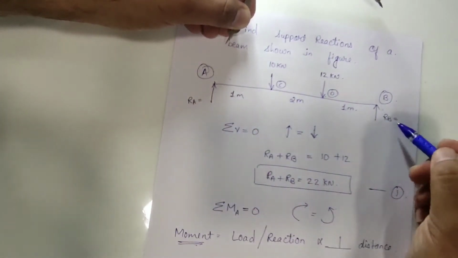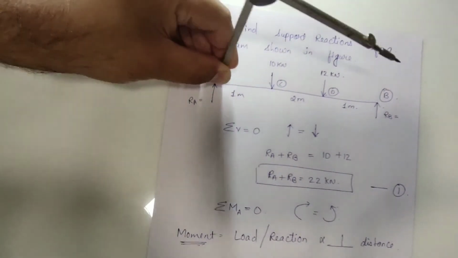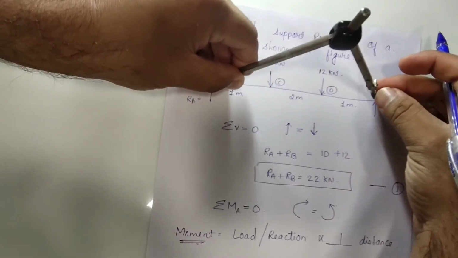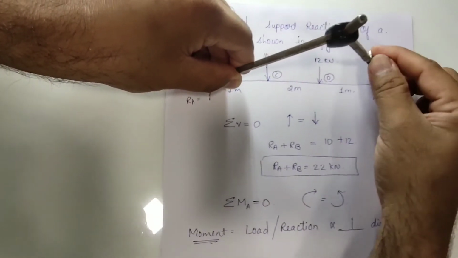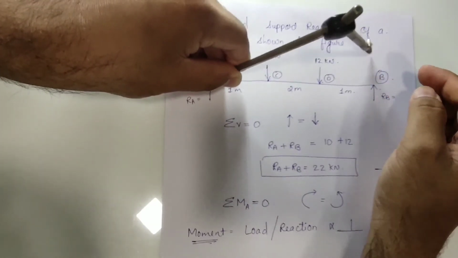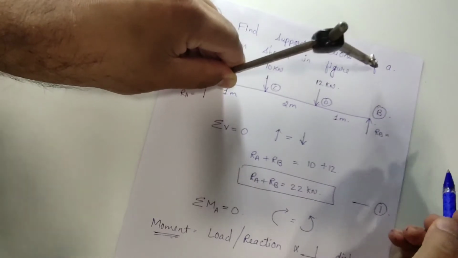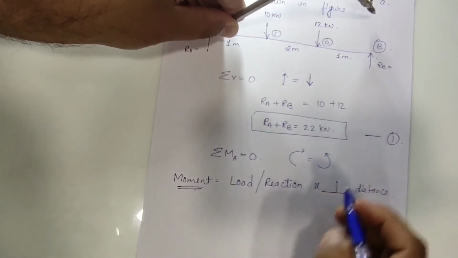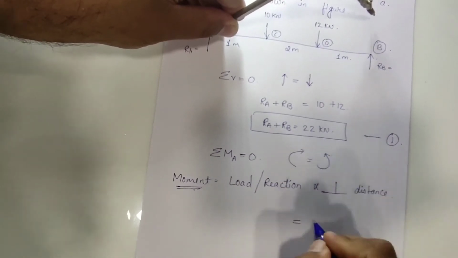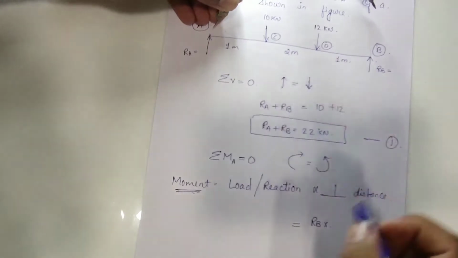Now in which direction RB is moving, that I am going to show you with the help of this compass. What this compass says, the arrow shows me that I have to move upward. So I am moving in which direction, clockwise or anti-clockwise? I am moving in the anti-clockwise direction, which means I have to place the RB value over here. So RB into its perpendicular distance is 4 meter.